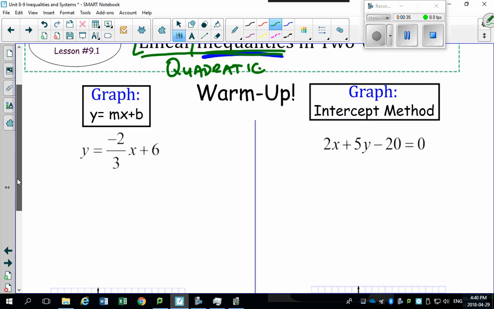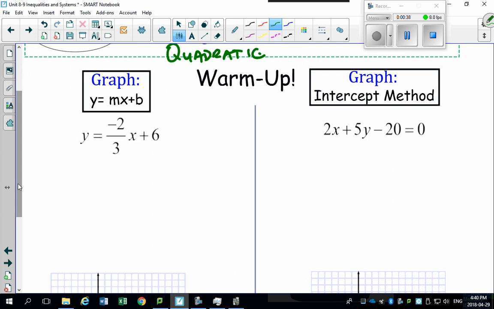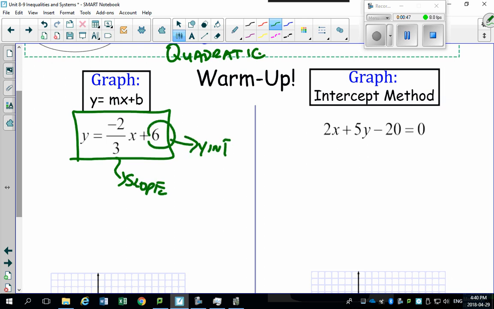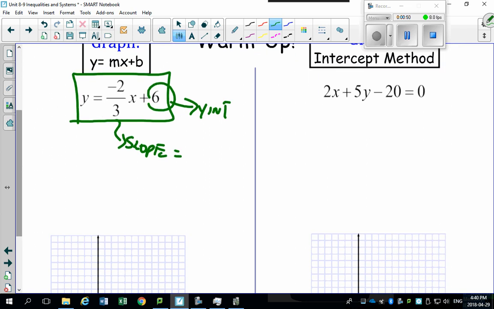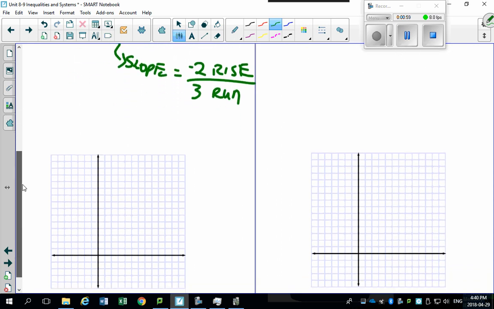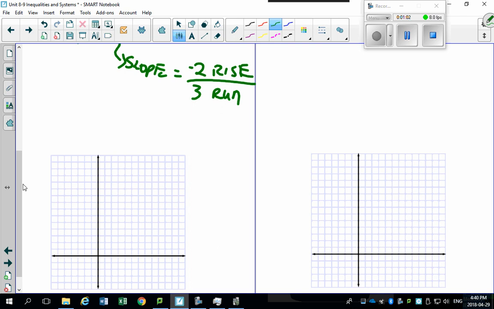Well, let's do a quick warm up here. Let's see if we remember how to graph something like this. Remember, there's your slope, and there's your intercept, that's your y-intercept. So let's graph this. You've got a rise over run here: -2 is your rise, and your run is 3. First things first, put the 6 down: 1, 2, 3, 4, 5, 6. There's your point, your y-intercept. Your rise is down 1, 2, and over 3: 1, 2, 3. And you'd have a beautiful graph that looks just like that.